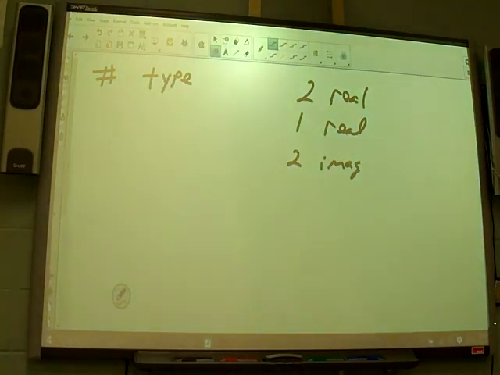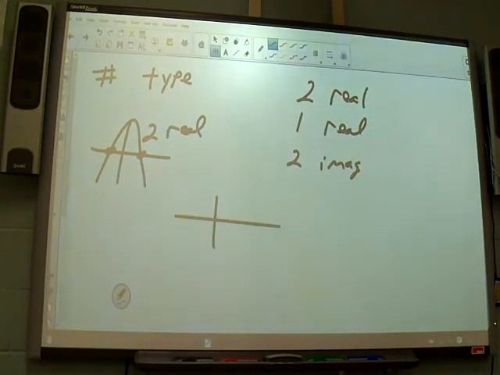Are there 2 real solutions? Are there 1 real solution? Or are there 2 imaginary solutions? So when I look at number 7, I see that parabola crosses the x-axis twice. So that means it has 2 real solutions. That's all you have to do on that. On number 8, I see that thing only touches the x-axis once. So it has one real solution.